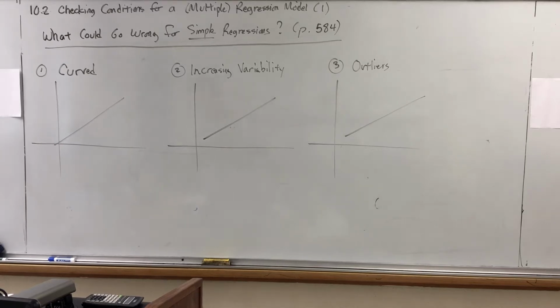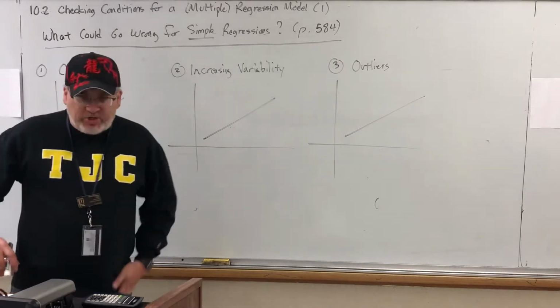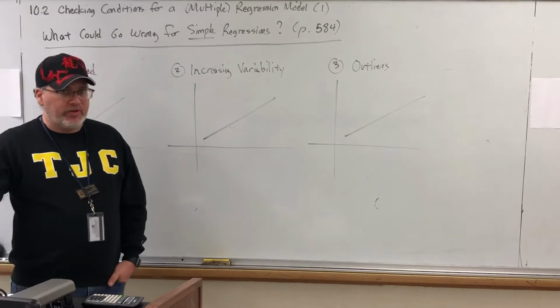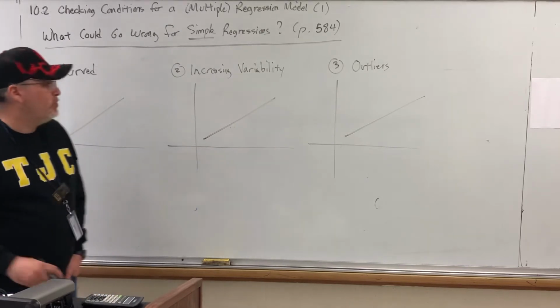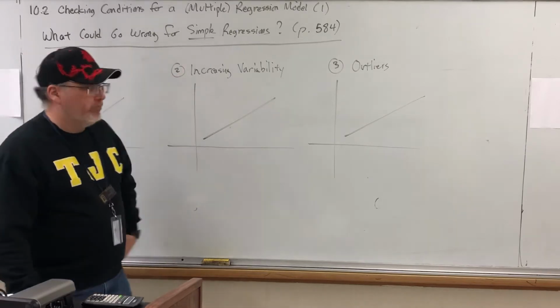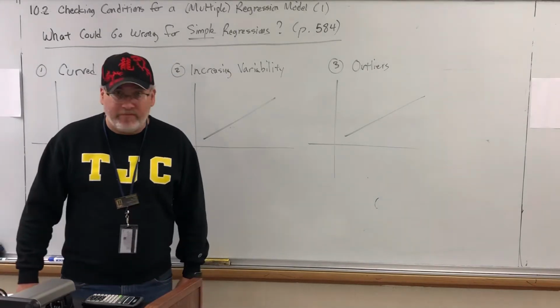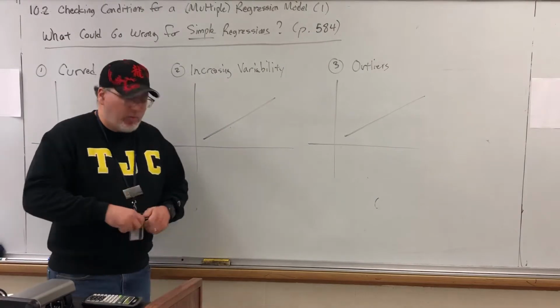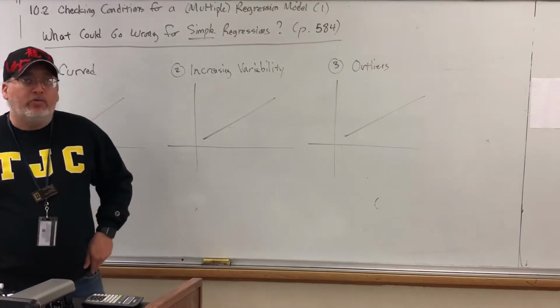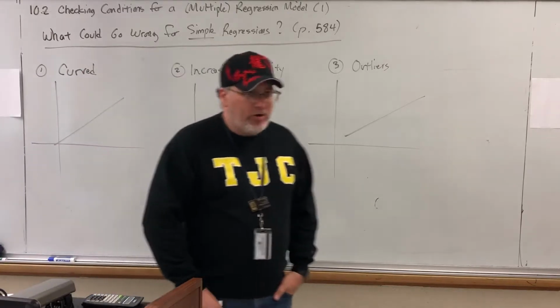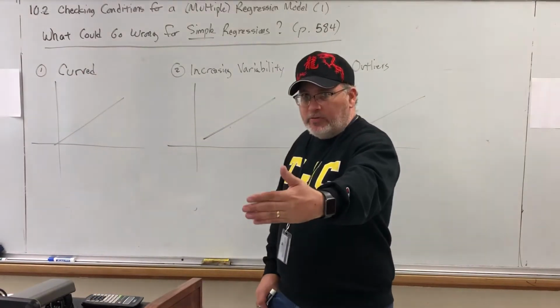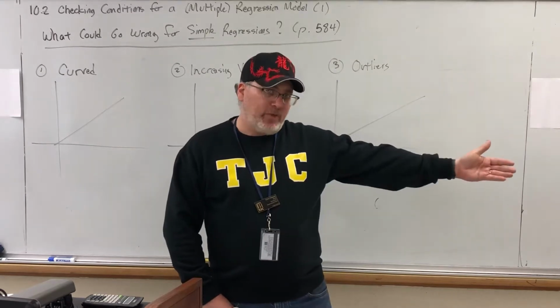Section 10.2, Checking Conditions for a Multiple Regression Model, Video 1. In the previous section, 10.1, we were introduced to the concept of a multiple regression. To put it simply, the difference between a multiple regression and a simple regression was the number of explanatory variables. For example, when we reviewed regressions from sections 2.5 and 2.6, we were only considering one explanatory variable trying to justify one response variable.